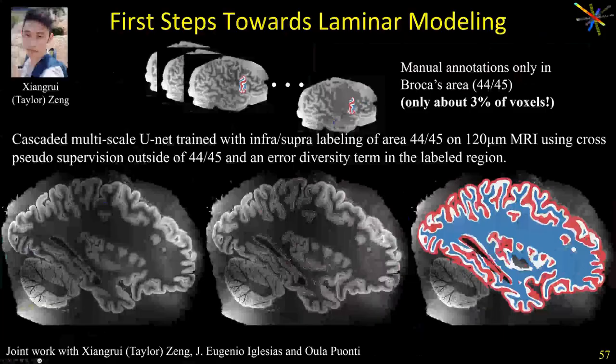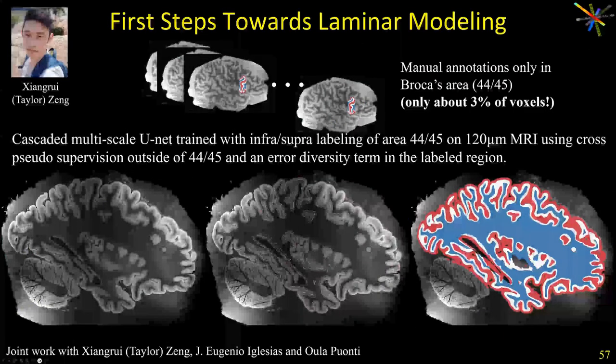So we've applied this to a bunch of 120 micron data sets. We have manually labeled area 44 and 45. So we predict the location of 44 and 45, and then we manually label the infragranular and supragranular boundaries in this data set. These 120 micron data sets have giant numbers of voxels, and they would take forever to manually label the whole thing. We focused on 44 and 45 because we have a specific project on that, which I'll talk about in a little bit.